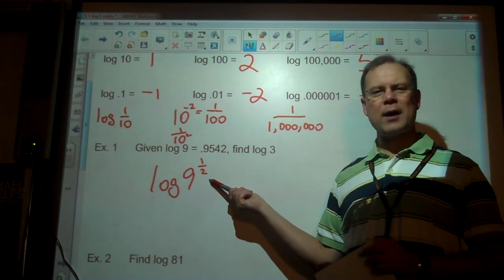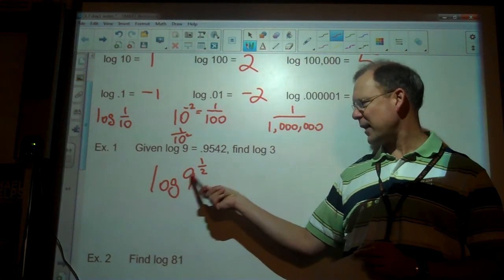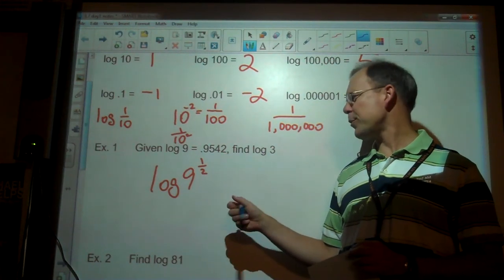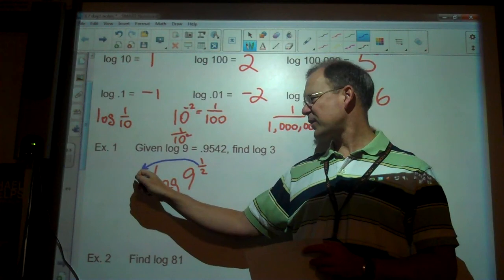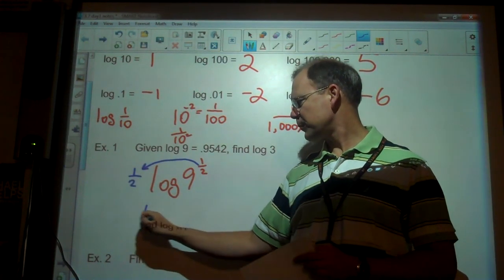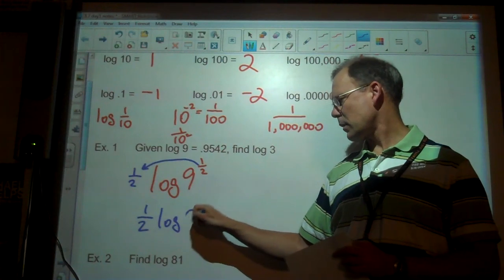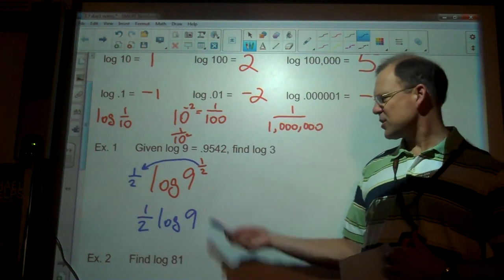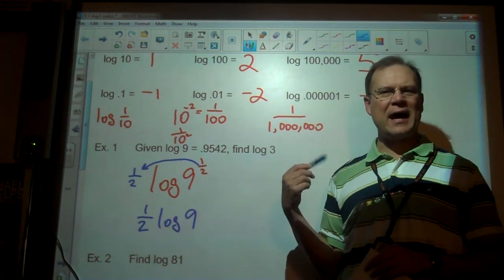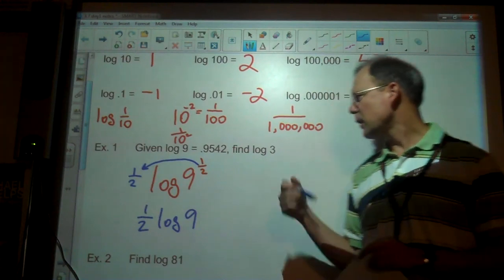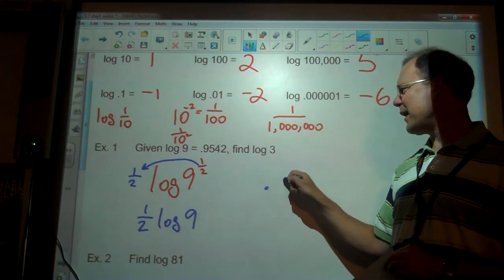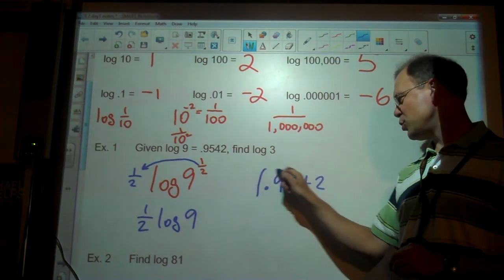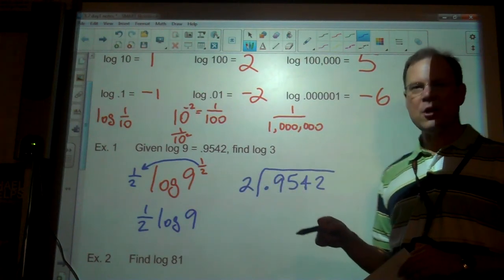Okay, now which log property could we apply here? Log of 9 to the 1/2. We can use the power property. Move that exponent out front. Okay, so the log of 3 is going to be equal to 1/2 the log of 9. Okay, so we know the log of 9 is 0.9542. Can you divide that by 2? Yeah, no calculator.